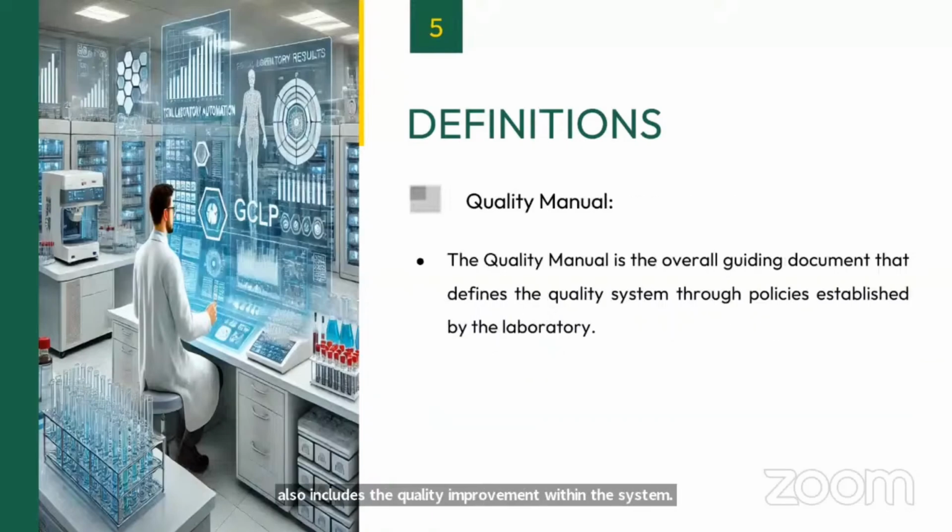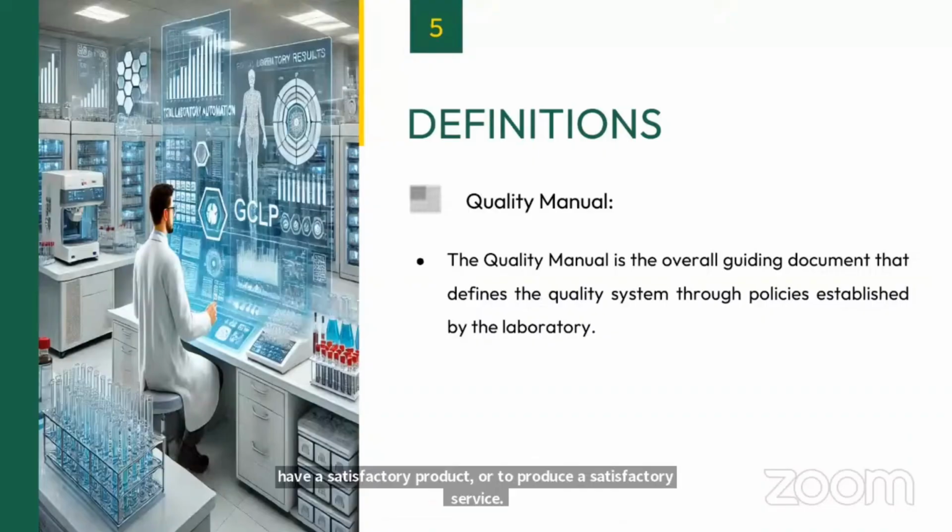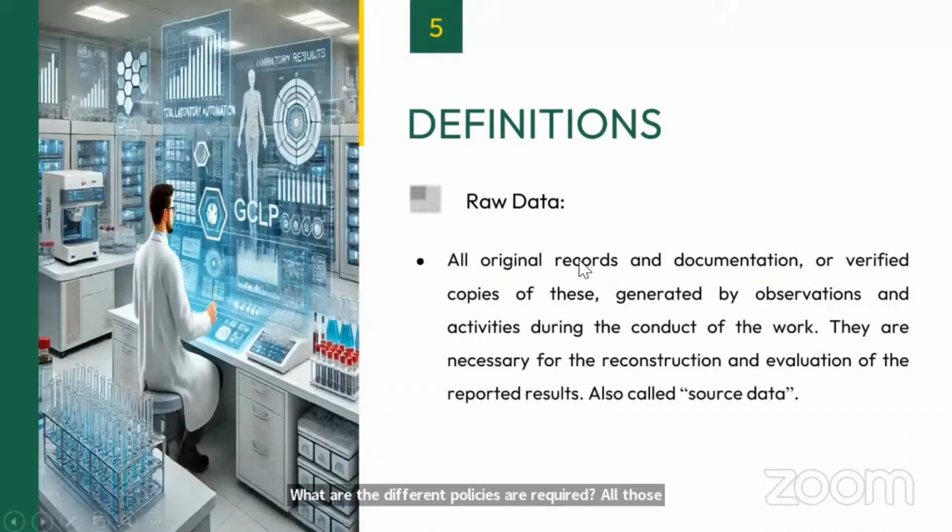Next is the quality manual. So quality manual is the overall guiding document that defines your quality system through policies established by the laboratory. So basically it is a document where you are going to document what are the policies established by the laboratory, what are the quality systems. To get a complete definition of your quality system, you have to mention what are your policies, what will be your objective when you are working in a laboratory to have a satisfactory product or to produce a satisfactory service. What are the different policies that are required? All those should be documented in a quality manual.